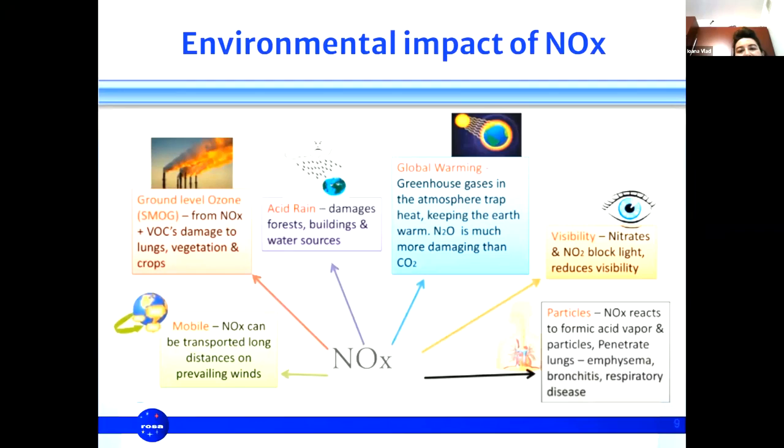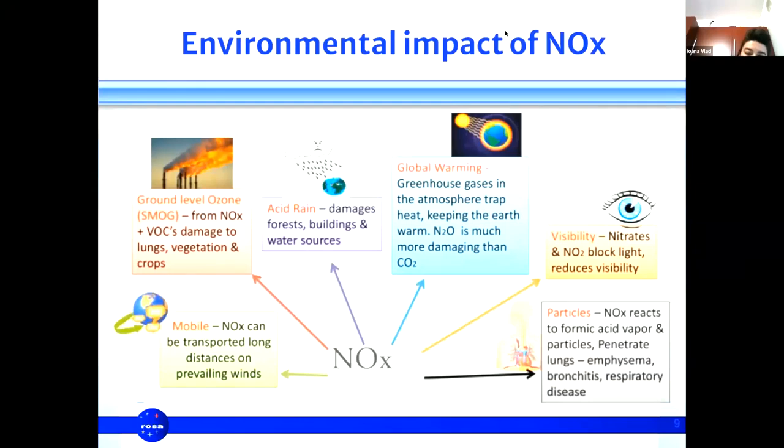As for the destructive environmental impact of oxides of nitrogen, I may say that NOx can be transported long distances on prevailing winds. Together with volatile organic compounds, it causes damage to vegetation, crops, and lungs. It contributes to acid rain with damages on forests, buildings, water sources, contributing as well to global warming, keeping the earth warm. And it has an important impact on visibility.